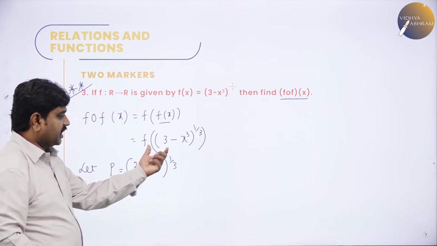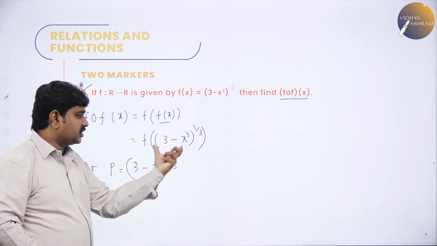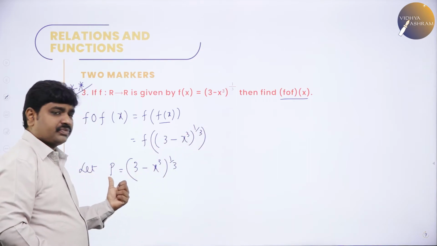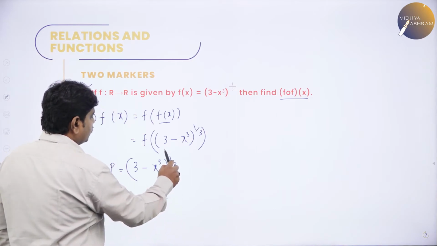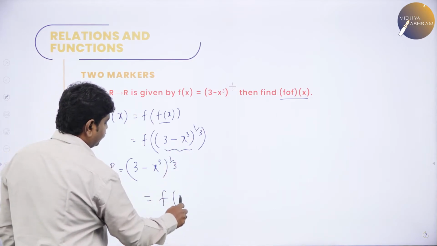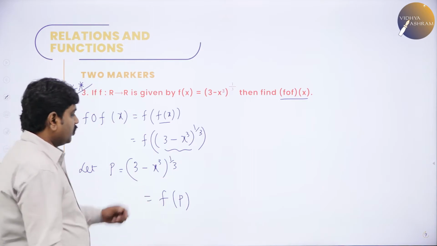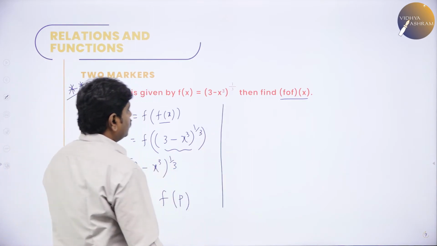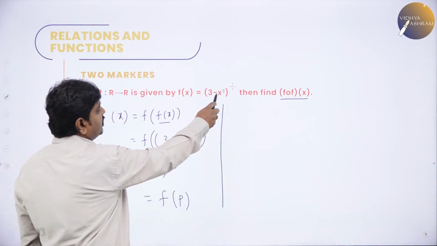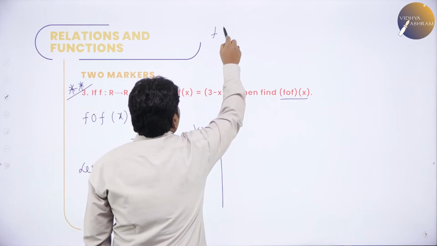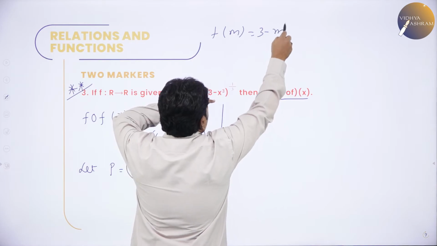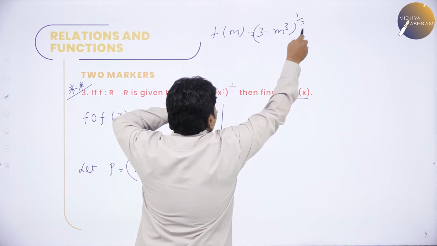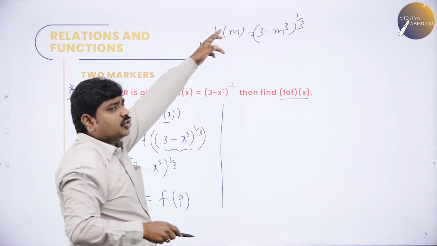So inside the brackets what we have is (3 minus x cube) power 1 by 3. This whole thing I am assuming as p. So now the given problem becomes f of, this whole thing we took as p, f of p. So now what is f of p? What is f of x? f of x is (3 minus x cube) power 1 by 3. f of m, if I ask you, will become (3 minus m cube) power 1 by 3. Do you agree? Similarly, f of p means (3 minus p cube) power 1 by 3.